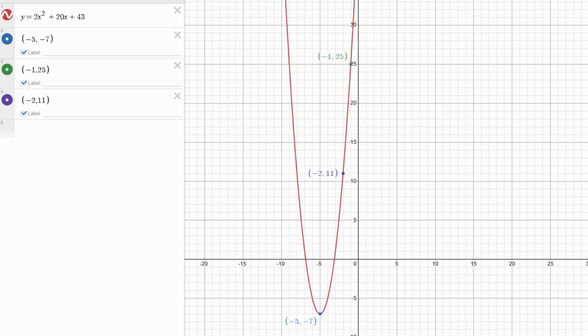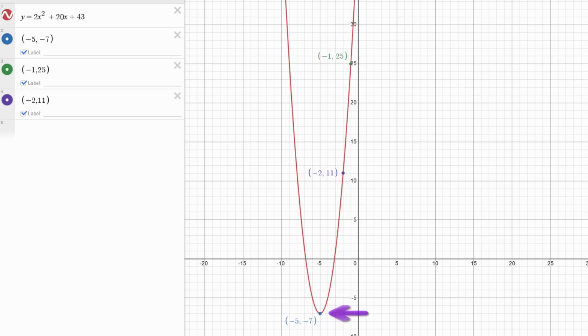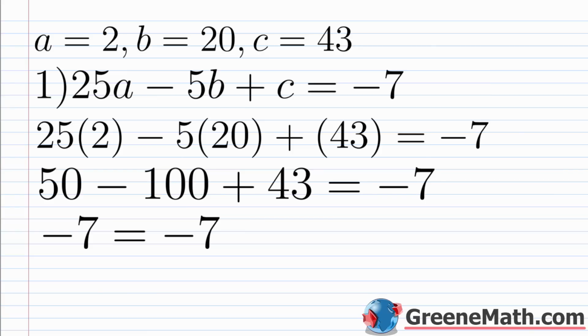I don't know how well you can see this, but essentially you could just click the link. So this is y equals 2x squared plus 20x plus 43. And again, those 3 points that were given are going to be there. So you have your negative 5 comma negative 7, you have your negative 2 comma 11, and then your negative 1 comma 25.